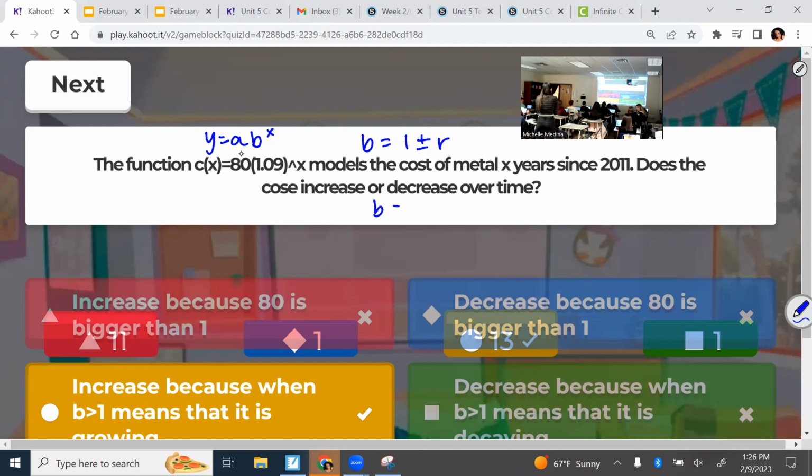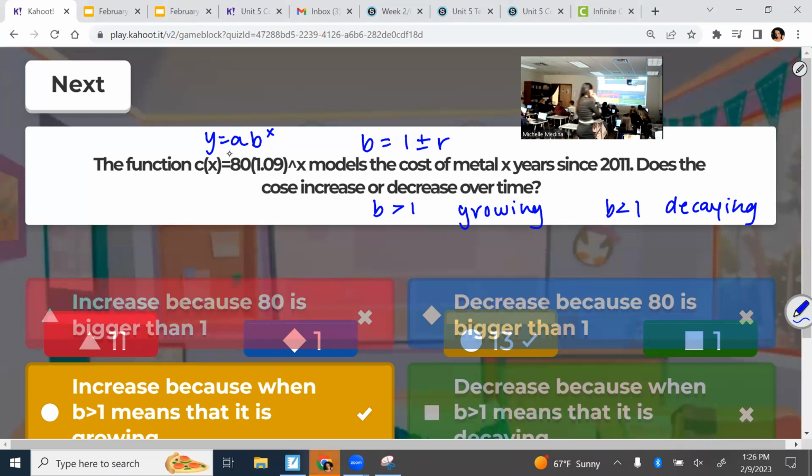If b is greater than 1, then it must have been the plus, which means that it's growing. If b is less than 1, then it must have been the 1 minus r, which means that it's decaying. That's what matters, not what the initial amount is. You don't care that it started at 80, that makes no difference.